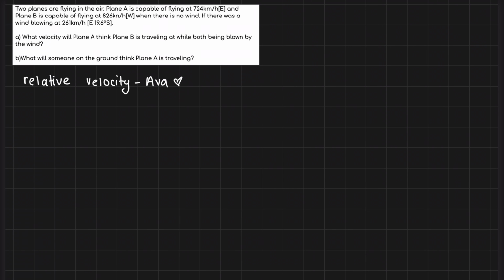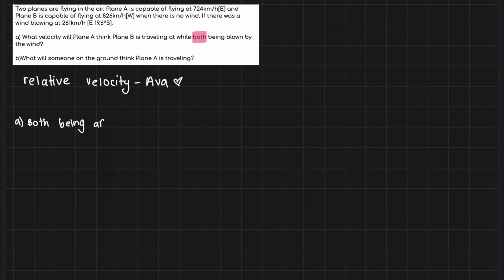Let's first read the problem. Two planes are flying in the air. Plane A is capable of flying at 724 kilometers per hour east, and plane B is capable of flying 826 kilometers per hour west when there is no wind. If there was a wind blowing at 261 kilometers per hour east, 19.6 degrees south, what velocity will plane A think plane B is traveling while both being blown by the wind? So let's start answering part A.